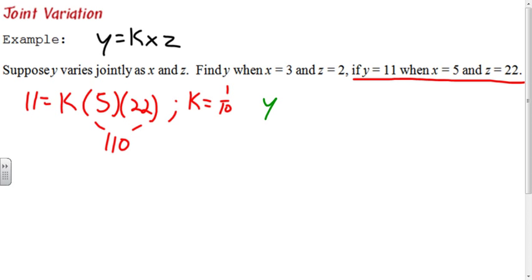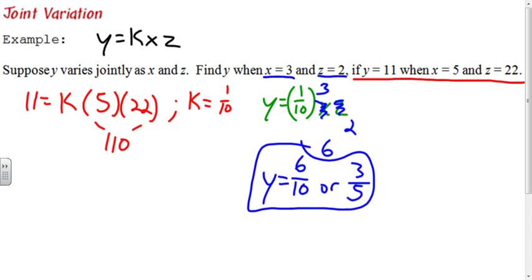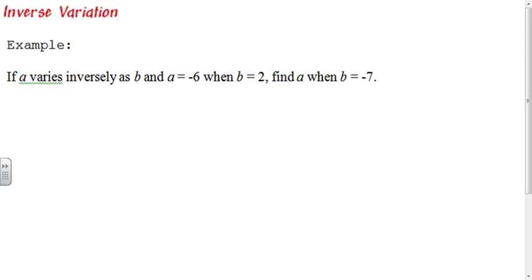So we know that y equals 1/10 of x and z. In this case, say x is 3 and say z is 2. 3 times 2 is 6. 1/10 of 6 means that y equals 6/10, or reducing down, we would say y equals 3/5. So that was another joint variation example.